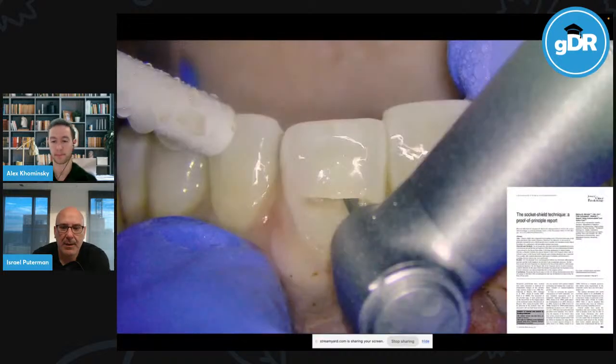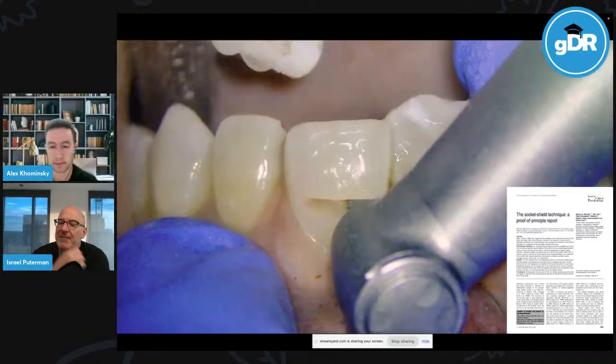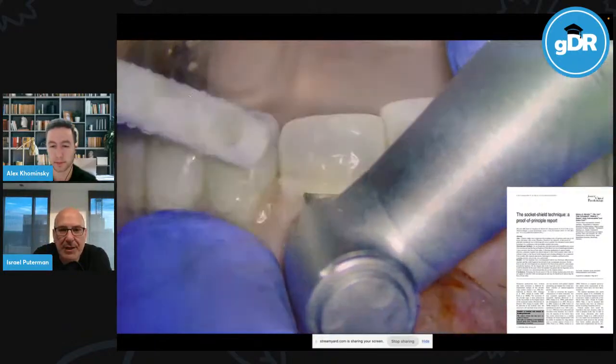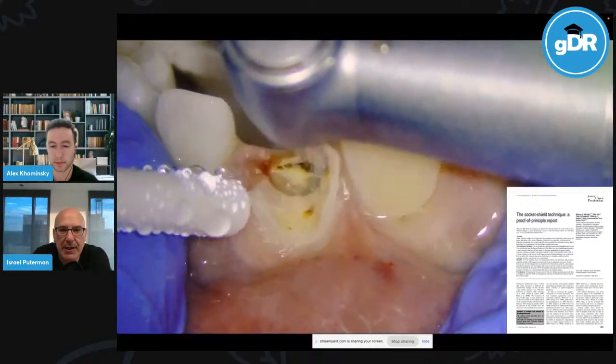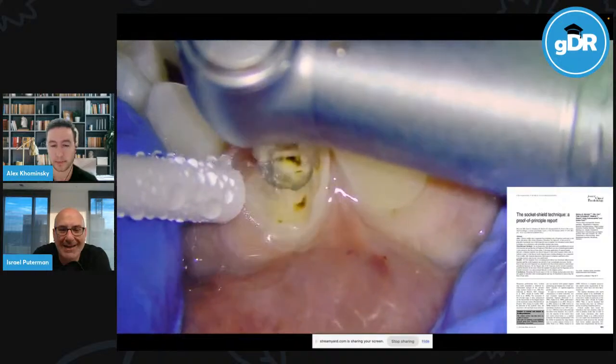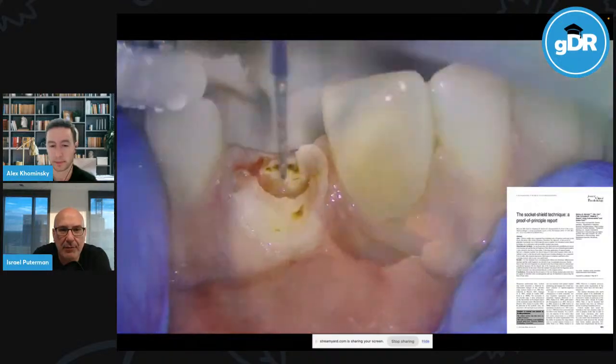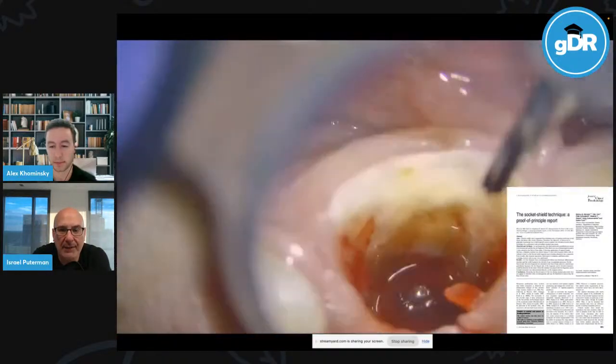So here's the procedure, a video of the procedure. Now I use a microscope. I use a 3D microscope from Seiler that I'm looking up at a screen, and this is just a direct video feed from my view.